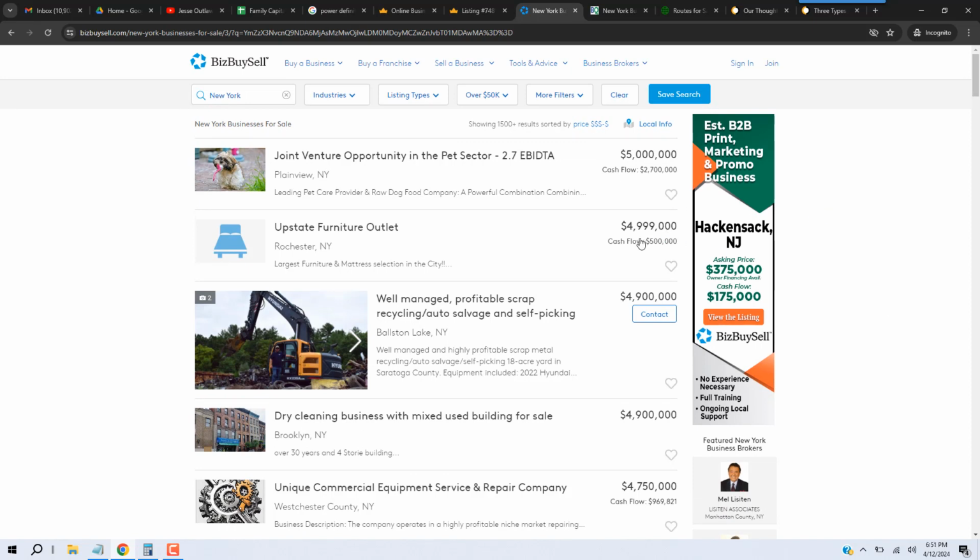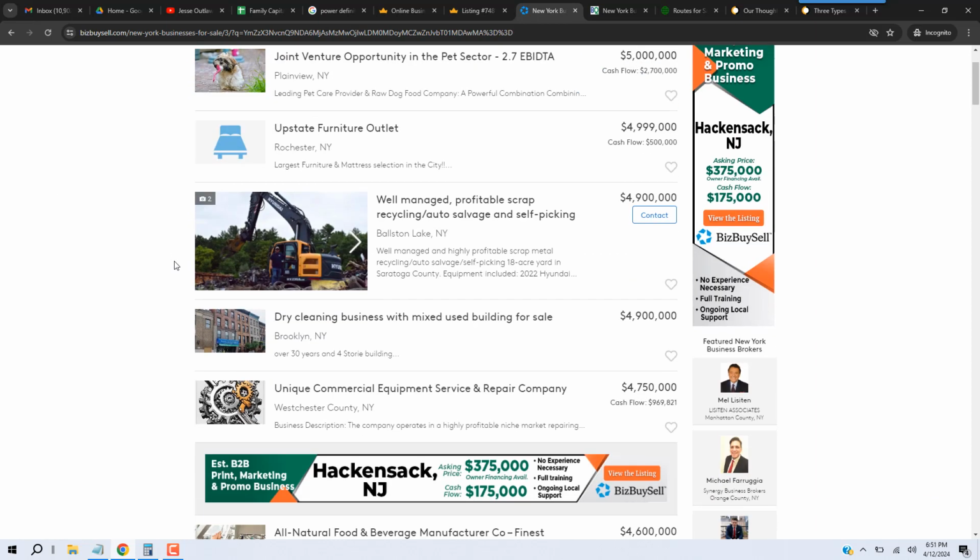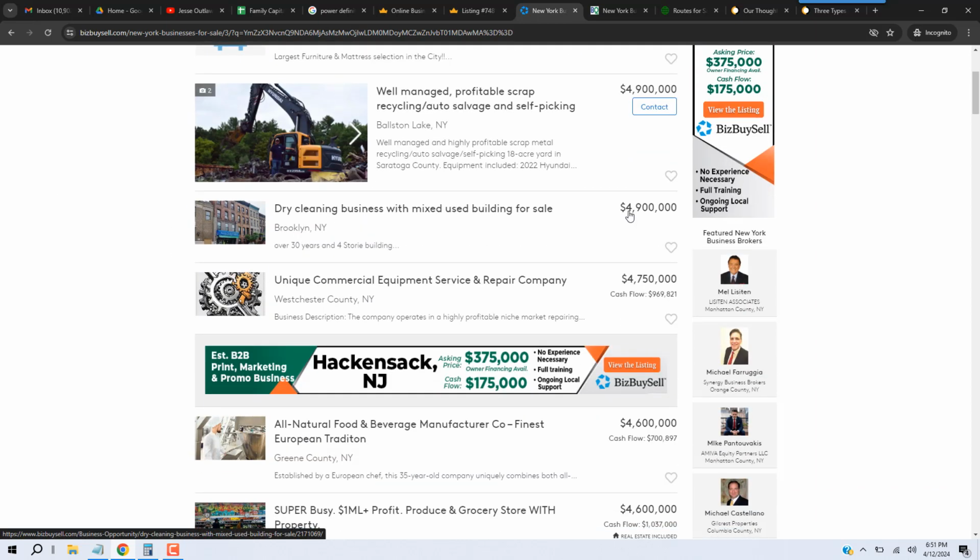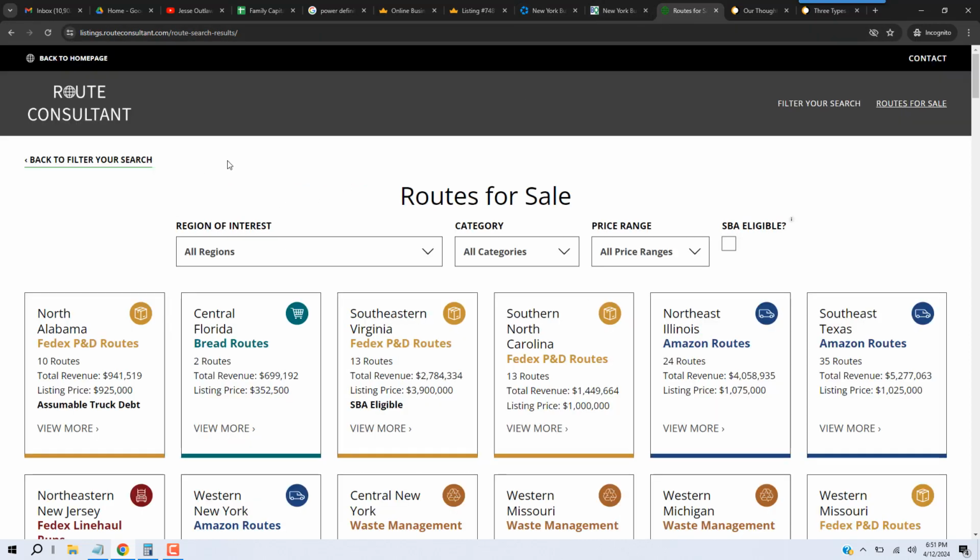There are a whole bunch of different types of businesses available. You can find businesses doing almost anything. This particular business in front of us is a dry cleaning business for almost $5 million. This is a commercial equipment business for almost $5 million. I have some of these other tabs open. You can buy routes like FedEx routes, bread routes, Amazon routes. All of these things are for sale. You can buy plumbing businesses. There are grocery stores for sale, hotels for sale, whatever the case may be.